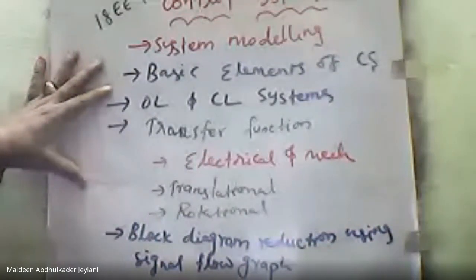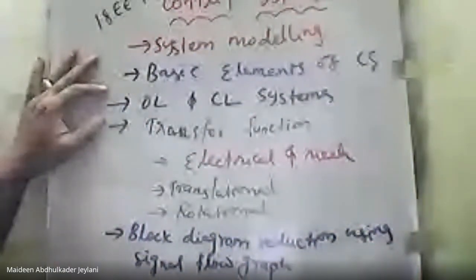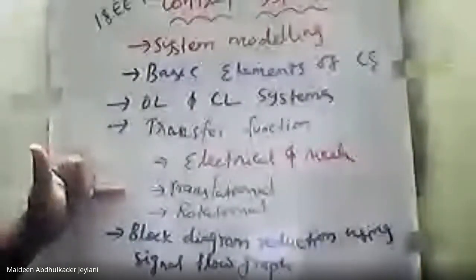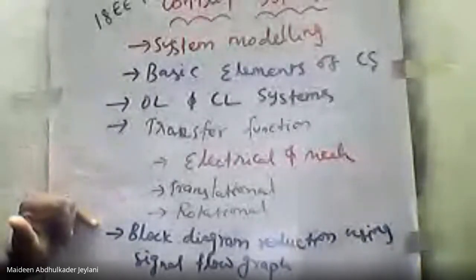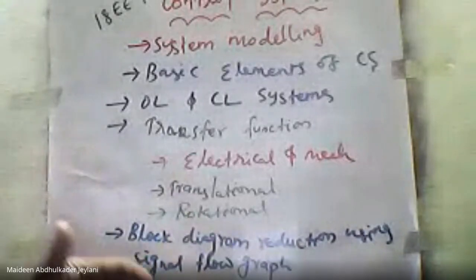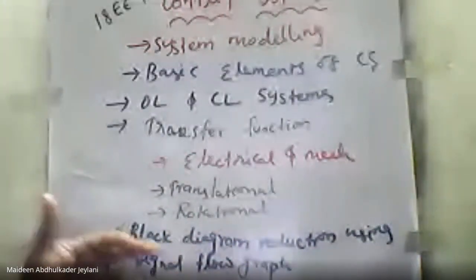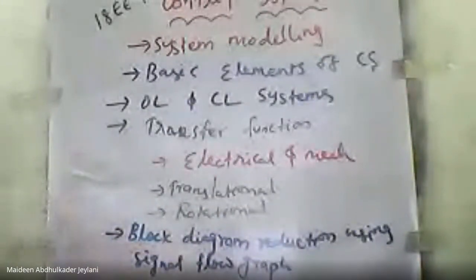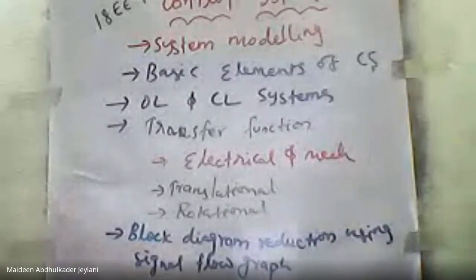Basic elements of control system, open loop and closed loop system, and transfer function for both electrical and mechanical. In mechanical and electrical, we'll study about the translational and rotational system. We'll derive the transfer function for both translational and rotational systems. And the last topic is block diagram reduction using signal flow graph. Block diagram reduction is a separate topic and signal flow graph is a separate topic, but in our syllabus they have been combined together. We'll study separately what is block diagram reduction and what is signal flow graph. Then we'll study the block diagram reduction technique using signal flow graph.